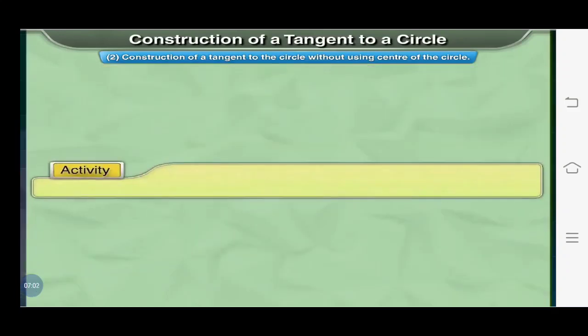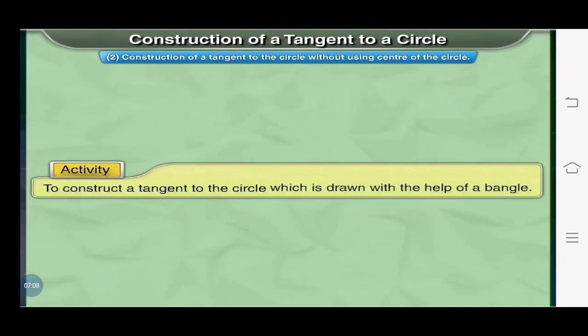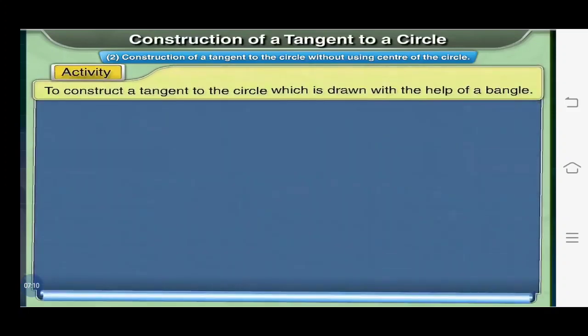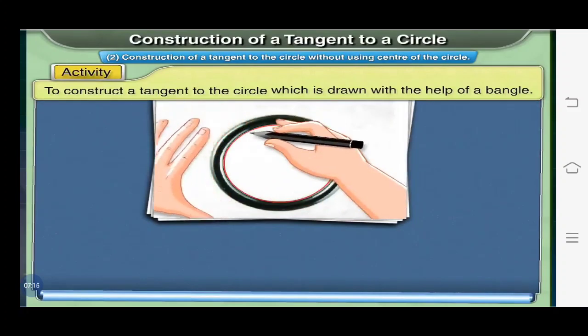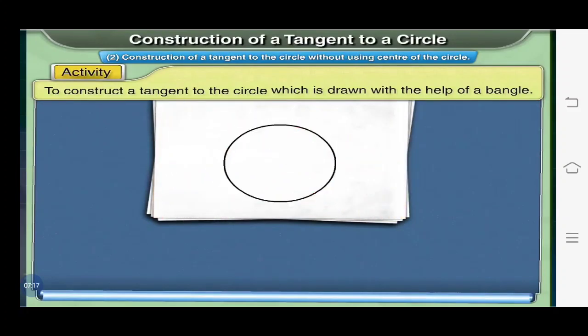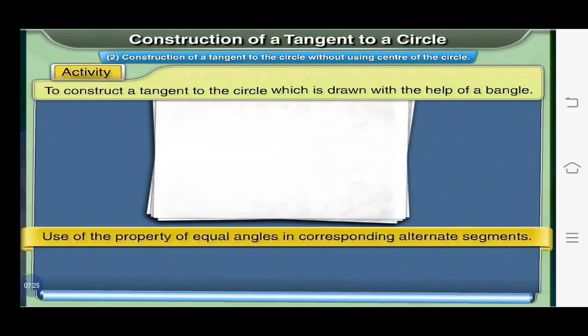Here is one activity. We have to construct a tangent to the circle which is drawn with the help of a bangle. So here, we don't know the center of the circle. Hence, we will follow the method of constructing a tangent to the circle without using the center. In this method, we make use of the property of equal angles in corresponding alternate segments.